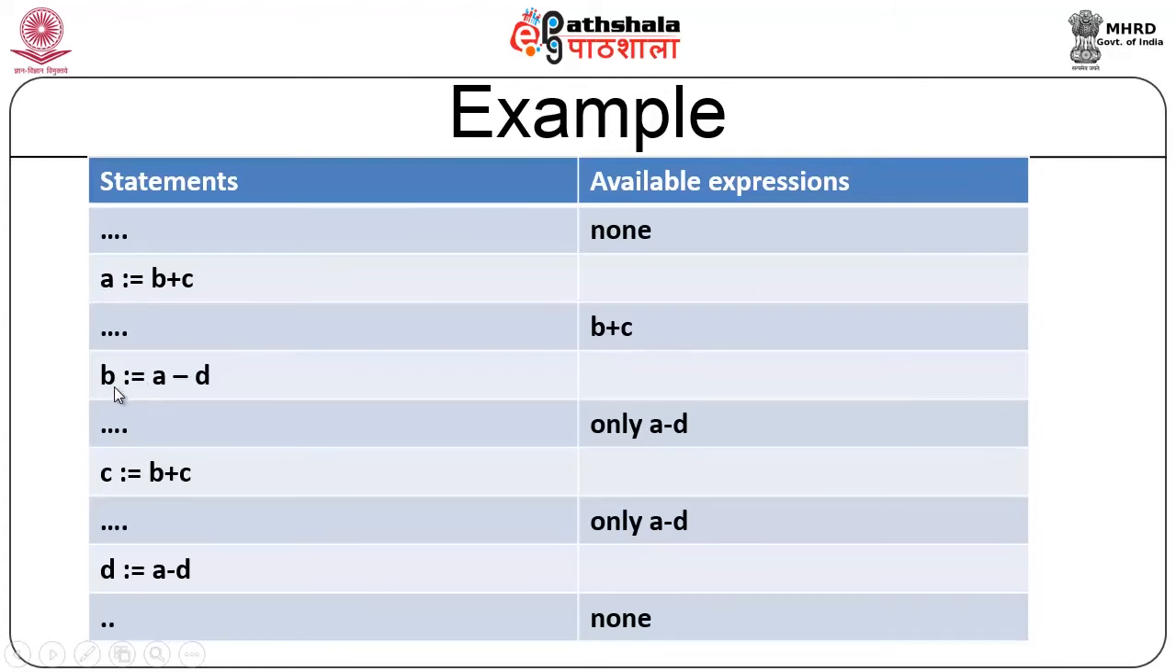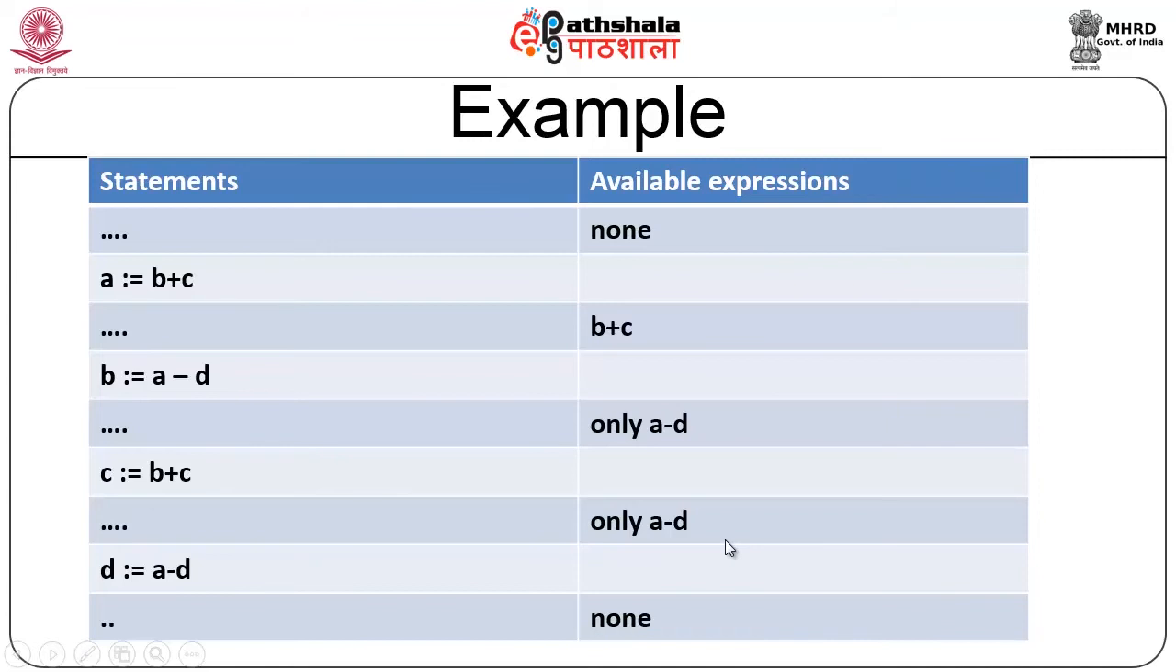The next one is B is equal to A minus D. So, what will I start with? I will add A minus D here, but B plus C is already there, and the next step says delete from the expressions anything involving B. So, B plus C will be removed at this particular point. Then I will add C is equal to B plus C. What will I do? I will first add B plus C, and then remove expressions involving C. Therefore, I will remove B plus C itself.